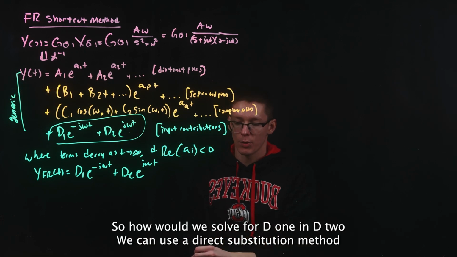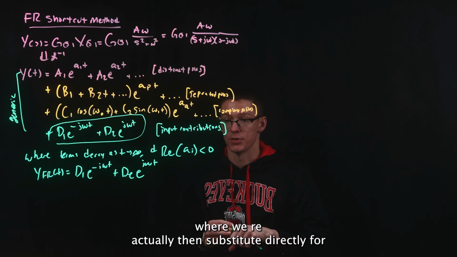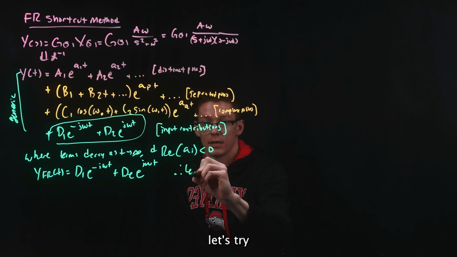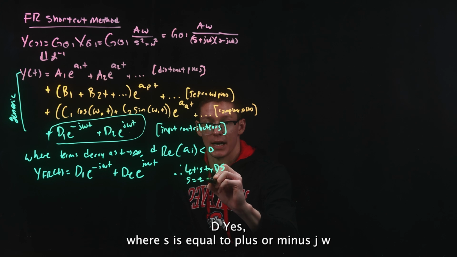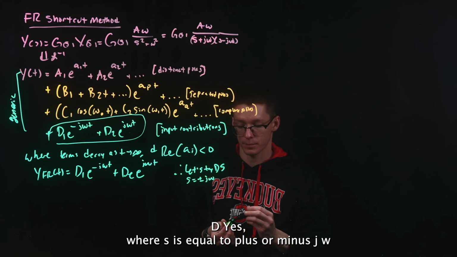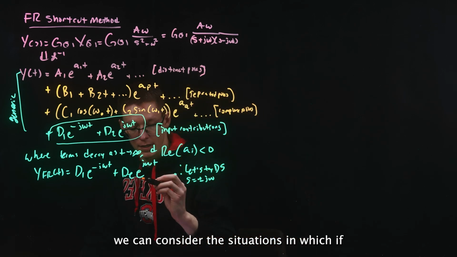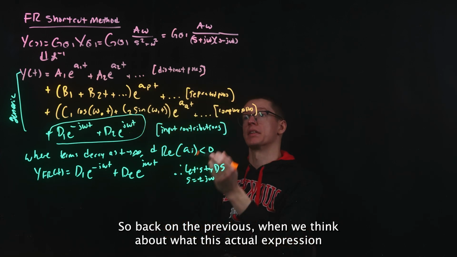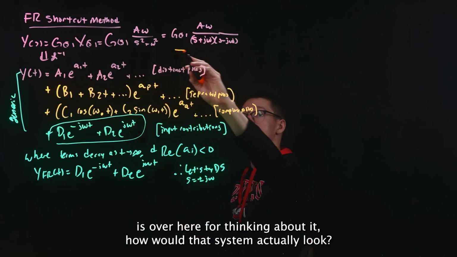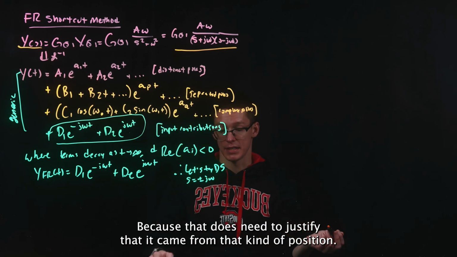So how would we solve for d1 and d2? We can use a direct substitution method where we would actually then substitute directly for, let's try, d of s, where s is equal to plus or minus jw. So if this is true, we can consider the situations in which, and what d of 1 would then become. So back on the previous, when we think about what this actual expression is over here, how would that system actually look? Because that does need to justify that it came from that kind of position.